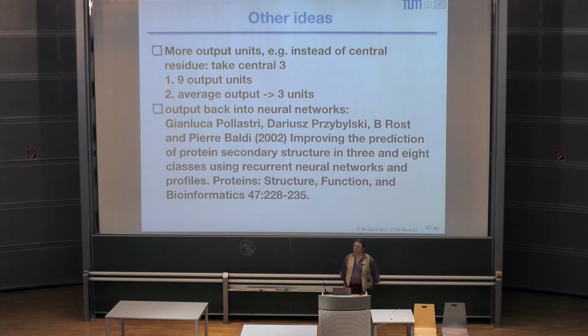So here's another idea. Blow up the output space. So I said that in fact I have 3 secondary structure states, 3 output units. Instead, use 9 units or an average output over several, and there are some reports that this may sometimes help. Here's the second idea in which I could approach this problem of short segments. This is introduced as a concept by Burkhard and applied to this problem of secondary structure prediction by Gianluca Pollastri.